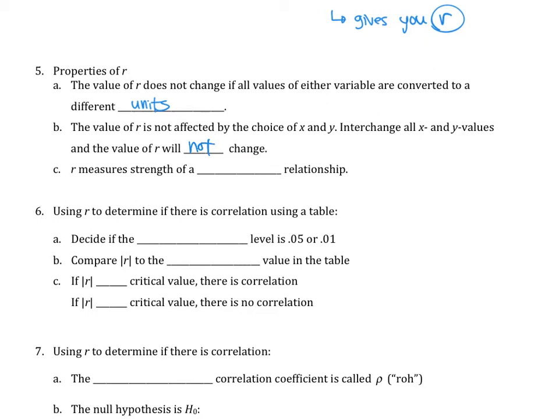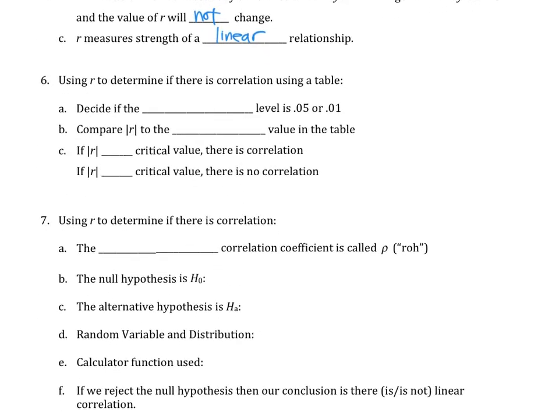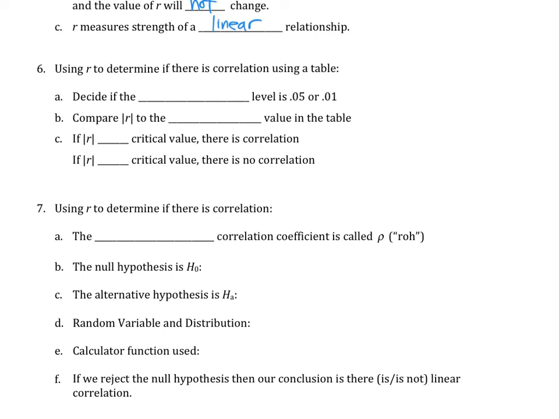r measures the strength of a linear relationship. We're not going to talk about it in this class, but some variables are related, not by a straight line, but they form a curve. Sometimes maybe it's quadratic, maybe it's a parabola. So linear is the easiest one, but maybe there's some relationship where they form a curve instead of a straight line. We're not going to talk about that, but r just measures a linear correlation, linear relationship. That's it.